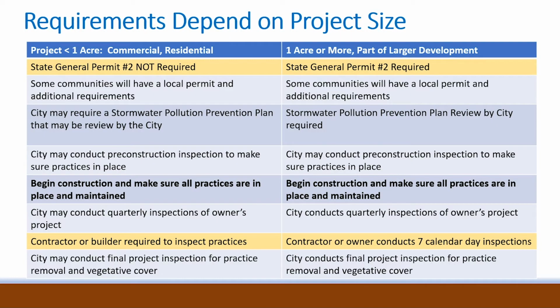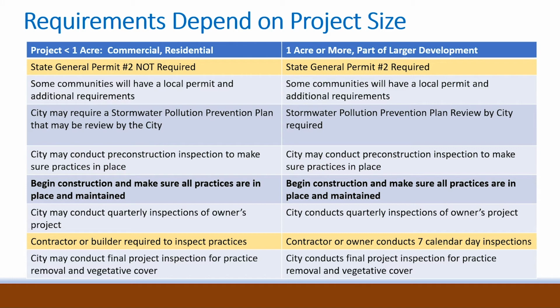Let's take a look at this table that summarizes regulatory requirements. Look at the right-hand side of the table first. For local projects that disturb 1 acre or more or are part of a larger development, requirements must be met under IDNR's General Permit Number 2. Please refer to IDNR's website, look under the Stormwater Program for full details. Some communities may have local permits as well. A stormwater pollution prevention plan is required and must be reviewed and approved by the city.